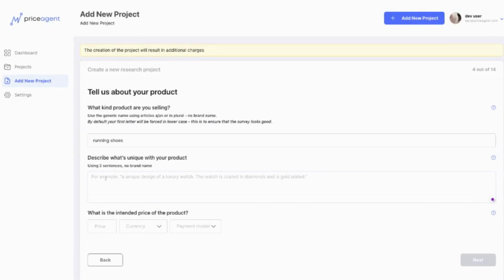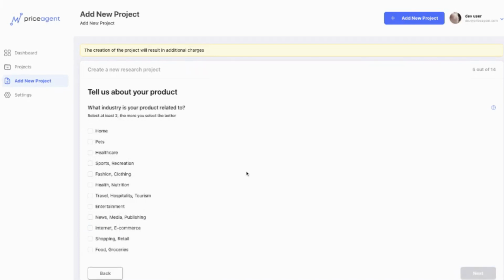And that's the same in describing what's unique about your product. So here we get to use full two sentences. So for example, comfortable and made in the US, and I always forget that there is no dot in the end. And the price is 150 USD, and finally, per unit sold. Because again, maybe you have a subscription model.